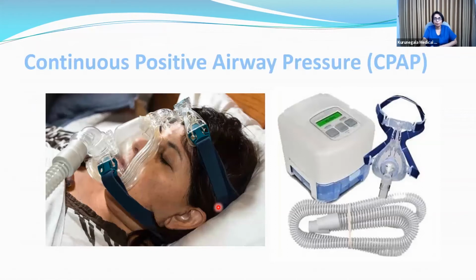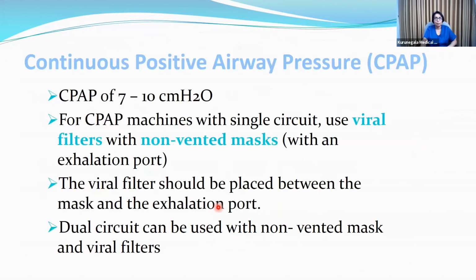This is CPAP. So you can see a continuous positive airway pressure supplying device. The face mask has to be tightly fit, and this is the device that provides continuous positive airway pressure. Usually, CPAP is applied at a pressure of 7 to 10 centimeters of water. For CPAP machines with a single circuit, use viral filters with a non-vented mask. Viral filters should be placed between the mask and exhalation port. Dual circuit can be used with a non-vented mask and viral filters.